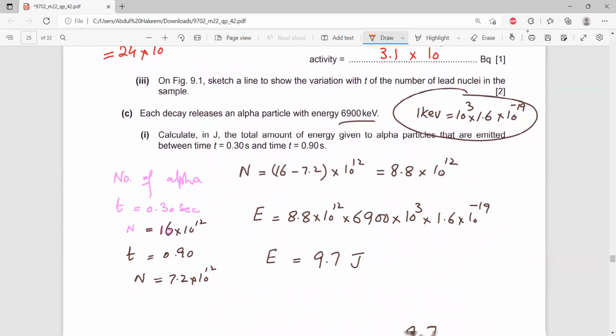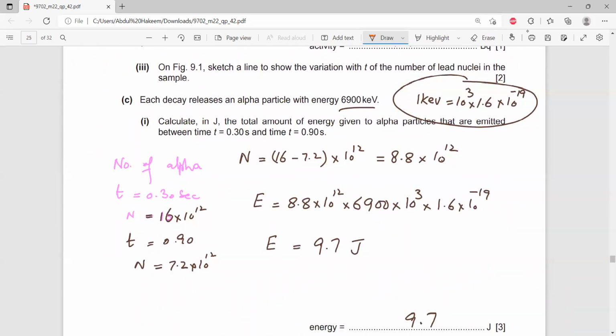And the next is calculate in joule the total amount of energy given by the alpha particles that are emitted between time 0.3 and 0.94. So each decay releases the alpha particle with energy. This is the energy of the one alpha. So first we have to calculate how many alpha are emitted. So each nucleus emitting one alpha particle. So we will calculate actually the number of the nuclei decays in this time. So look at time 0.3 second.